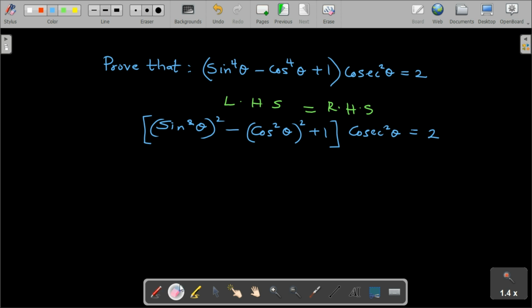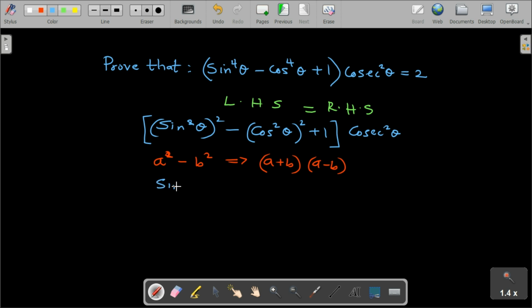But for the sake of the fact that we want to prove, we are going to keep this right hand side first, and we'll deal with this left hand side and see if we'll be able to get 2. Now, observe that this is difference of two squares. And from basic algebra, you know that when you have a squared minus b squared, this can be rewritten as a plus b times a minus b.